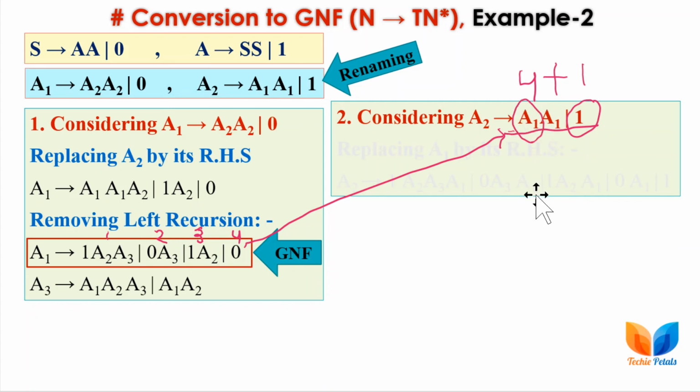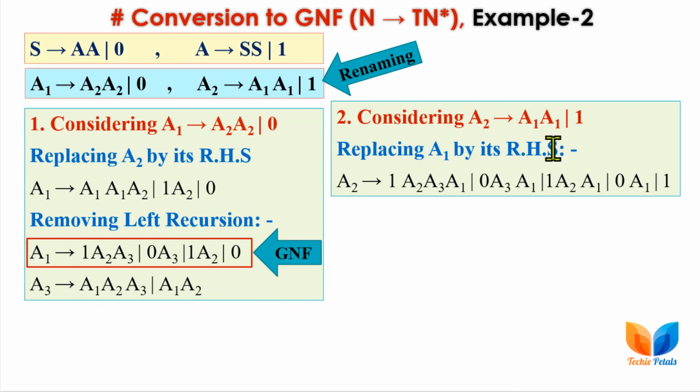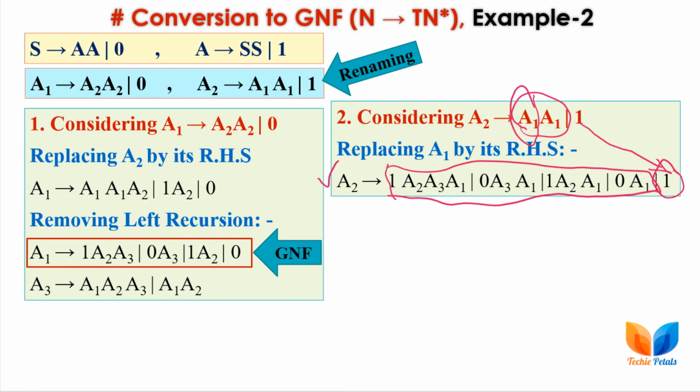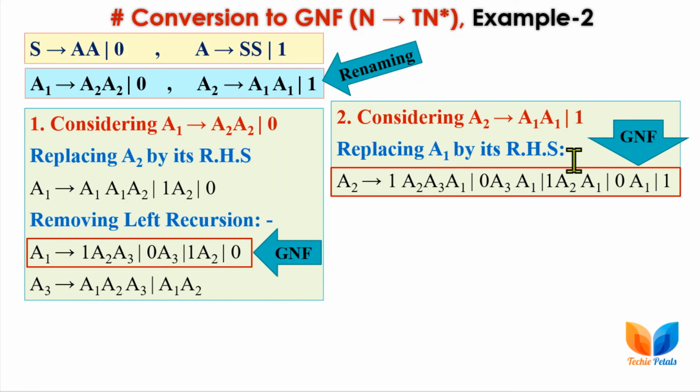So after substituting A1 by its right hand side, we are getting these 5 rules corresponding to the A2 symbol. So here are the new production rules corresponding to A2. This rule is written as it is without any change, because this was not having any problem. We have just substituted A1 in this production rule, the first A1 in this production rule, and we are getting these 4 new production rules corresponding to A2. And if you check carefully, after substitution of A1 here, A2 is also in GNF form.